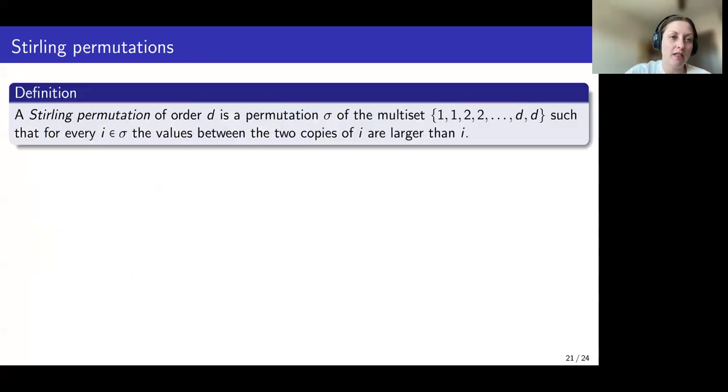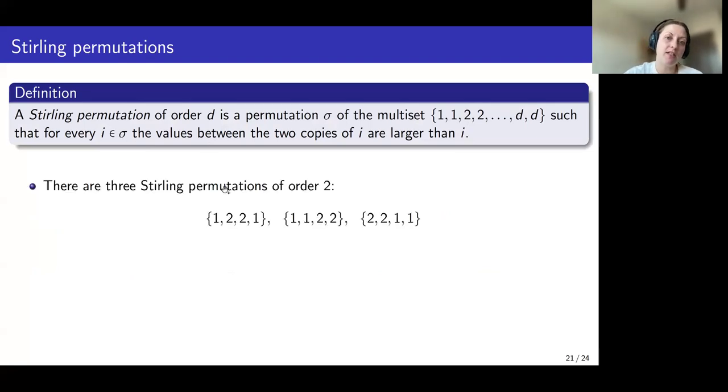a Stirling permutation. So a Stirling permutation of order D is a permutation of the multiset 1, 1, 2, 2, all the way up to D, D, such that for every i in this permutation, the values between the two copies of i are larger than i. So for example, there are 3 Stirling permutations of order 2. So these are the only permutations of the set 1, 1, 2, 2 that satisfy this constraint, that between the two copies of i, anything in between is larger than i.